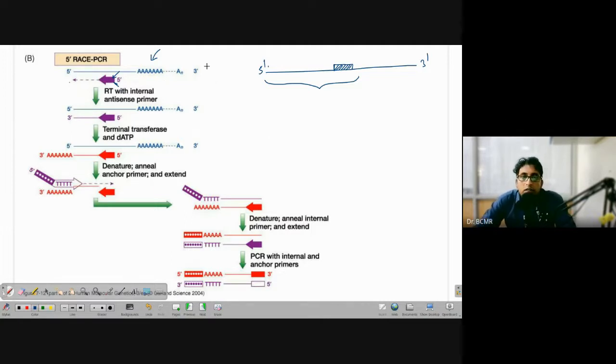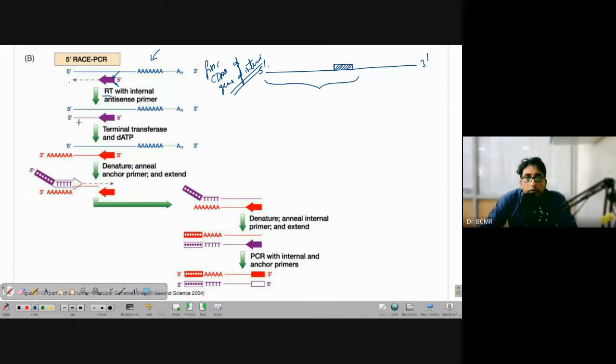So we will get the first cDNA strand of the gene of interest only, because we are using a primer specific to the gene. It will only synthesize the first cDNA strand of that one, by using reverse transcriptase and so on.